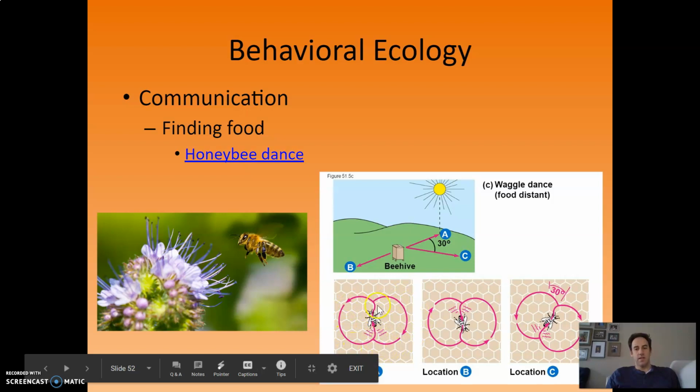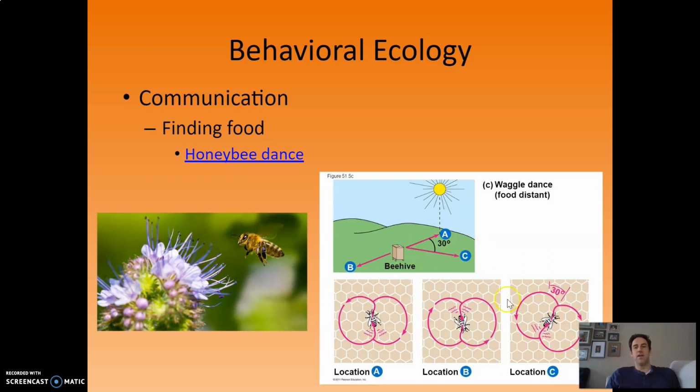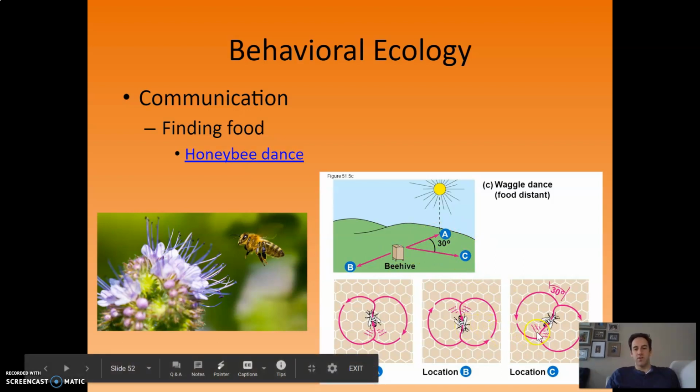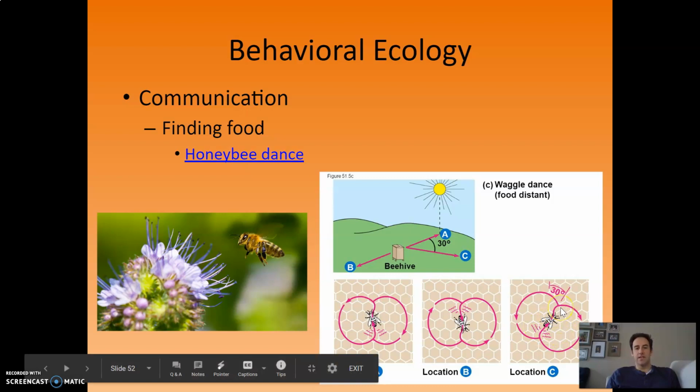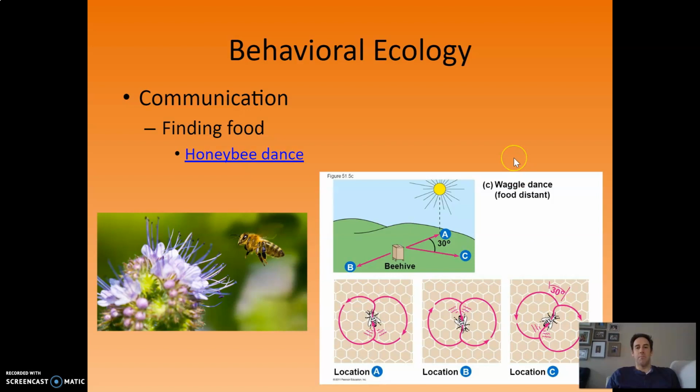And what's interesting is the angle relative to the vertical. So in this case, it's about a 30-degree angle. That tells them the location of the food relative to the sun. So if the sun is in direction A, 30 degrees over, C is where the food is. The number of waggles they do as they're making that figure eight is proportional to the distance. So when a bee finds food, it comes in, it does this little waggle dance, and that tells all the other bees where the food is, and then they go off and get it. Mind-blowing.